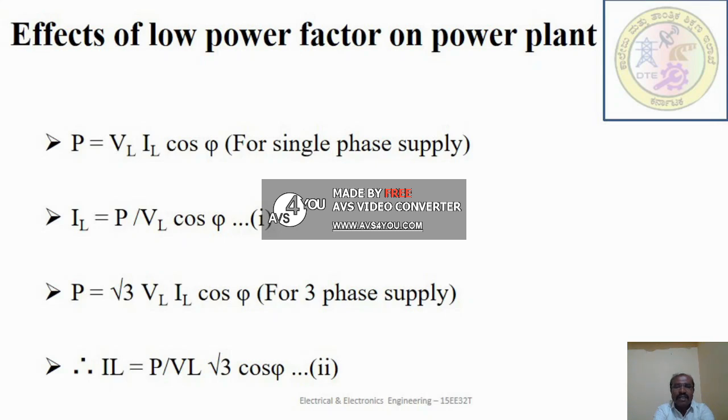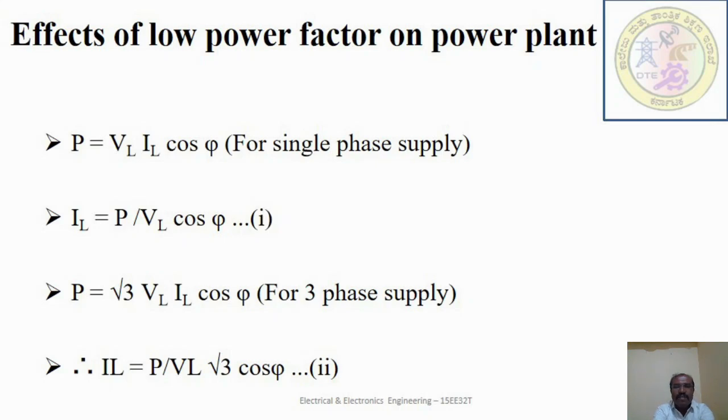Next, we will look at some basic formulas. Power factor plays a very important role in AC circuits since power consumed depends on the power factor. P is equal to VL IL cos phi for single phase supply. That means IL is equal to P divided by VL cos phi. Next, for three phase supply, P is equal to root 3 VL IL cos phi. If we derive IL, it means P divided by root 3 VL cos phi.